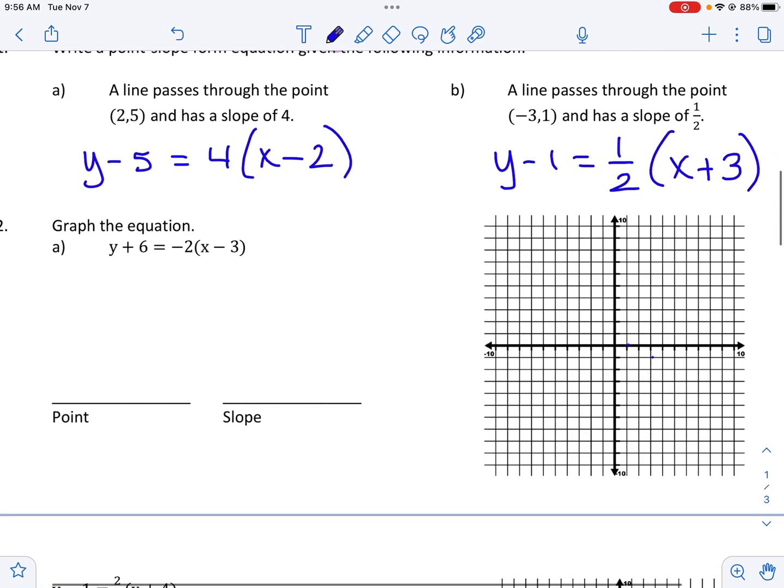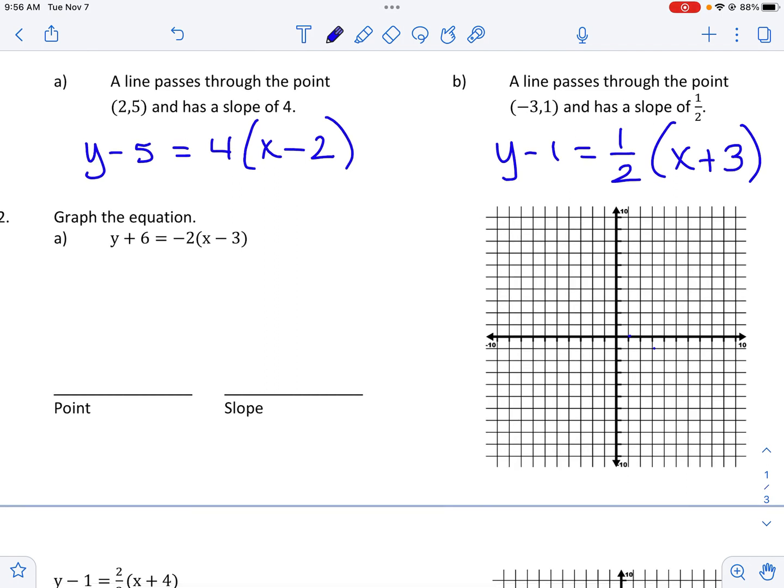Sometimes I'll have already given it to you in point slope format, and I just want to know what is the point and what is the slope. Well, the slope is easy. It's in front of the parentheses. The ordered pair is here, and I'm going to circle the plus sign because remember, we switched the sign there. So that would make that a -6.